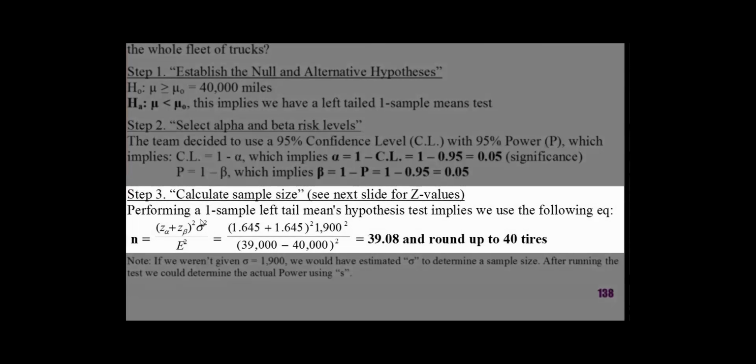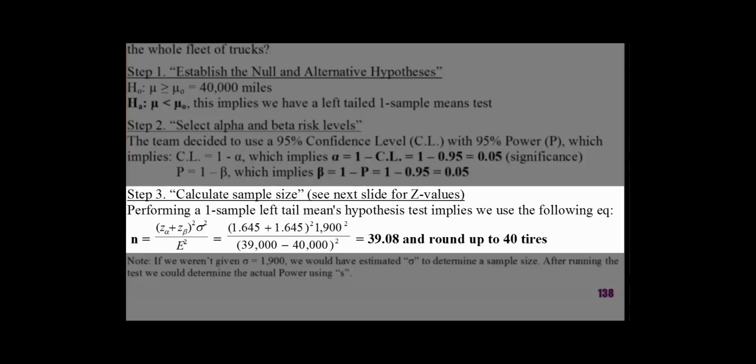In step 3, we calculate the sample size. Performing a one-sample left-tail means hypothesis test implies we use the following equation. This equation is from slide 130, and we just plug in the numbers for z of alpha of 0.05 and z of beta of 0.05, and we get 1.645 from the z table. And this quantity is summed and squared, and it's multiplied times our standard deviation squared of 1,900 miles.